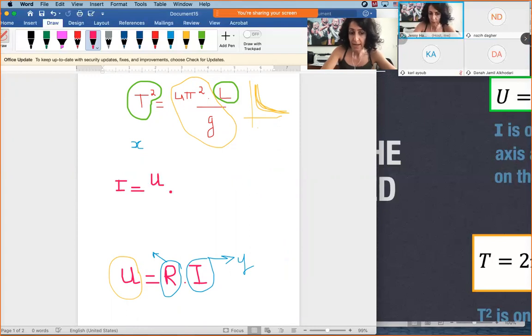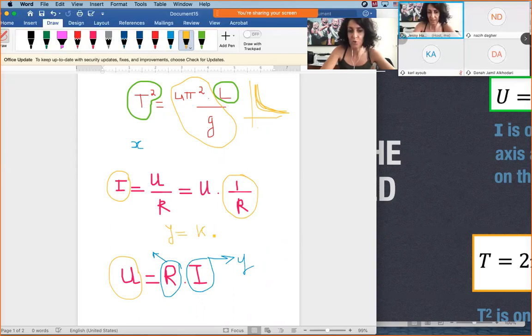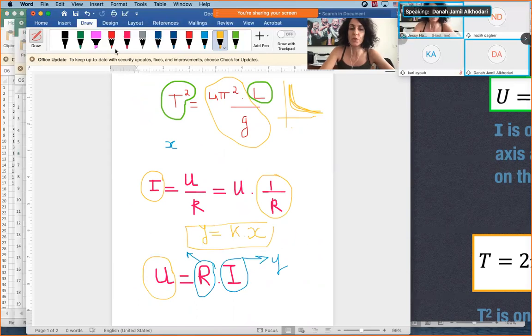Okay, so Carl is trying to say, since I is equal to U over R, I can simply write this as U times 1 over R. And what I can do is the following. I can take this to be my Y and this to be my X and end up with Y equals a constant, U, times X. And this is a linear relationship. So instead of plotting I versus R, I plot I versus 1 over R. Dana, does it make sense to you? All right, so this is a way to flip a certain relationship.